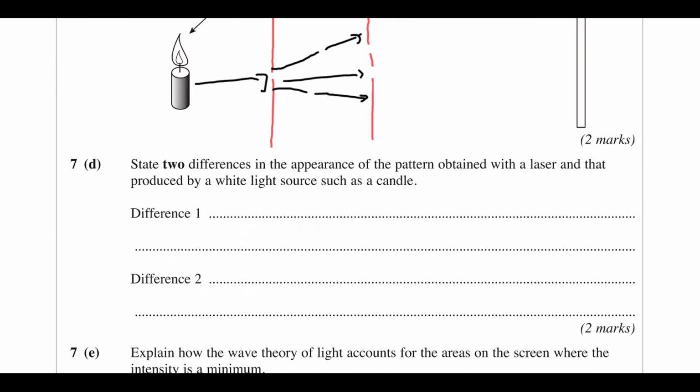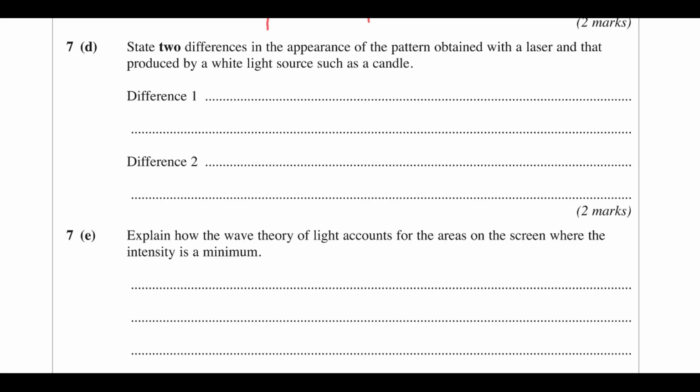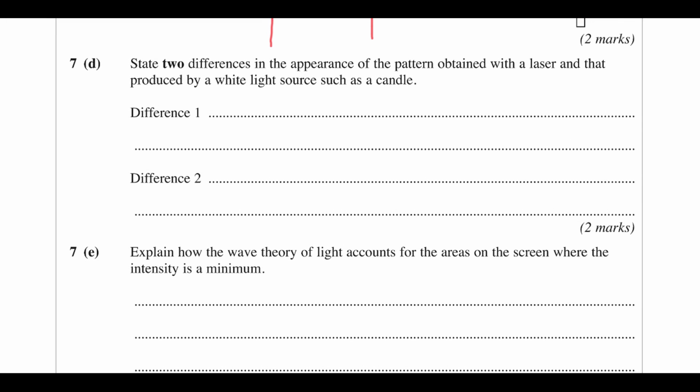All right, so two differences in the appearance of the pattern obtained with a laser and that produced by a white light source. With a laser, that's going to be monochromatic, so all the fringes are going to be one color. With a white light source, the central fringe will be white, and then the outer ones will go from violet through the full spectrum to red. You'd expect the fringes to be less intense with a candle, because it's not dispensing as much energy per second. So let's get a few of those down. Okay, so that's what we've got there.